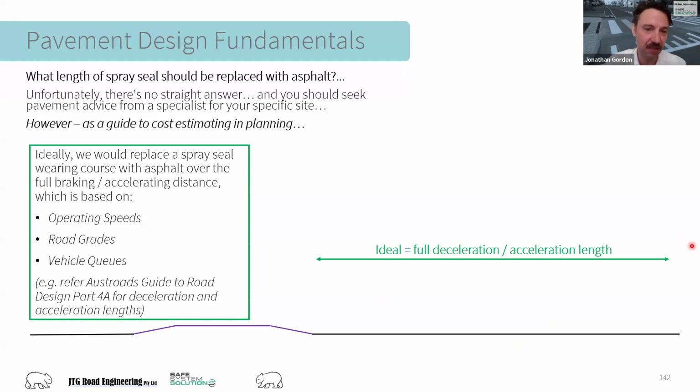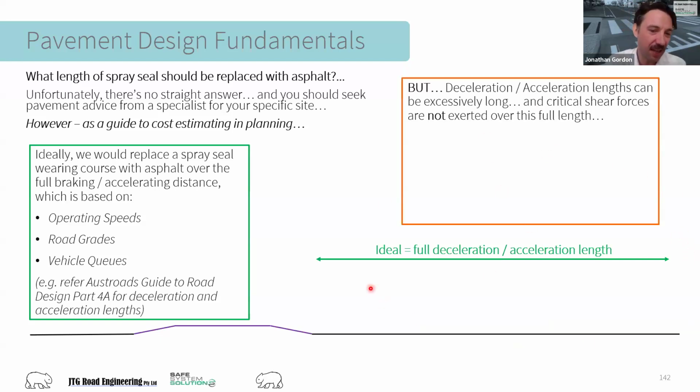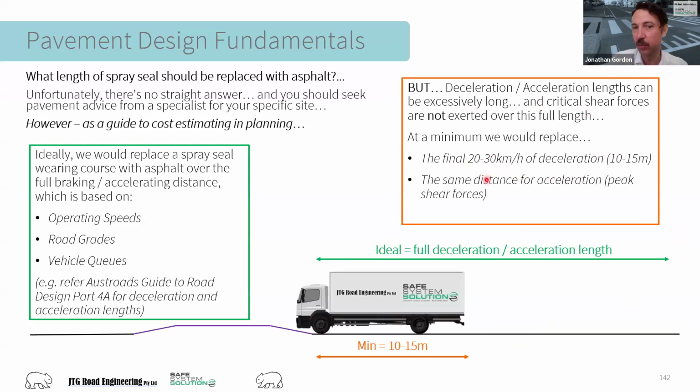It's just really expensive. And I think the key forces for where this becomes a major issue are more in the last 20 to 30 kilometers per hour of deceleration. That's roughly 10 to 15 meter lengths. I would be suggesting that if you're on seal, you'll be wanting to do 10 to 15 meters at a minimum, and that if it was longer, perhaps your design vehicle length, you might be looking at that as our minimum.